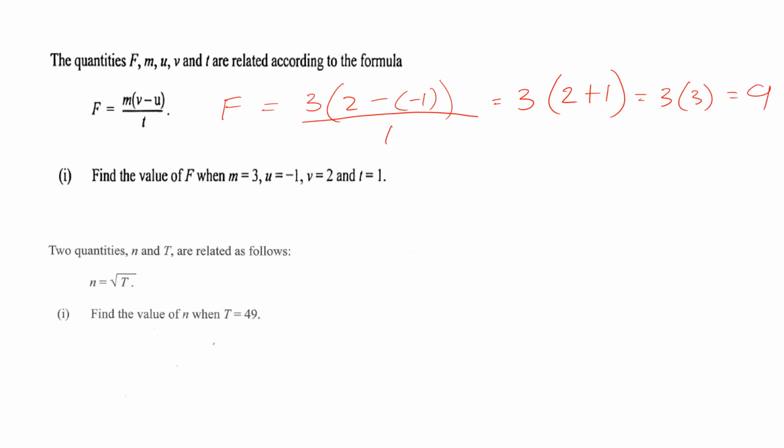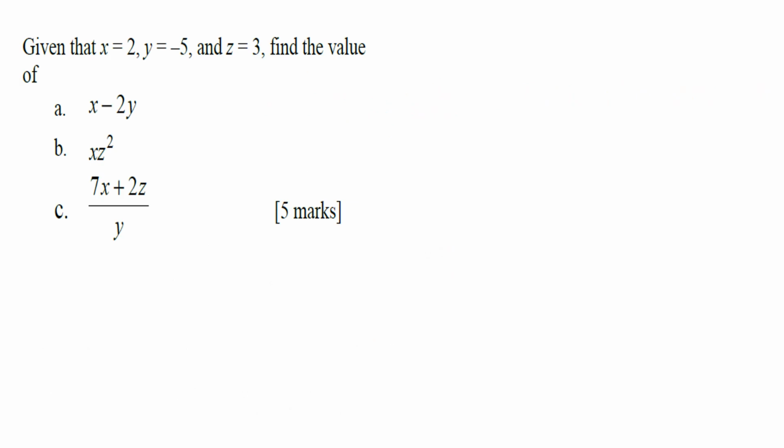Let's look at the next one, which is pretty simple, right? N is equal to the root of T. T in this case is 49. So it's just asking for the square root of 49, which is equal to 7. That means N is equal to 7. So that last one was pretty simple. The first one is 9 and the second one is 7. Let's move on to more examples.